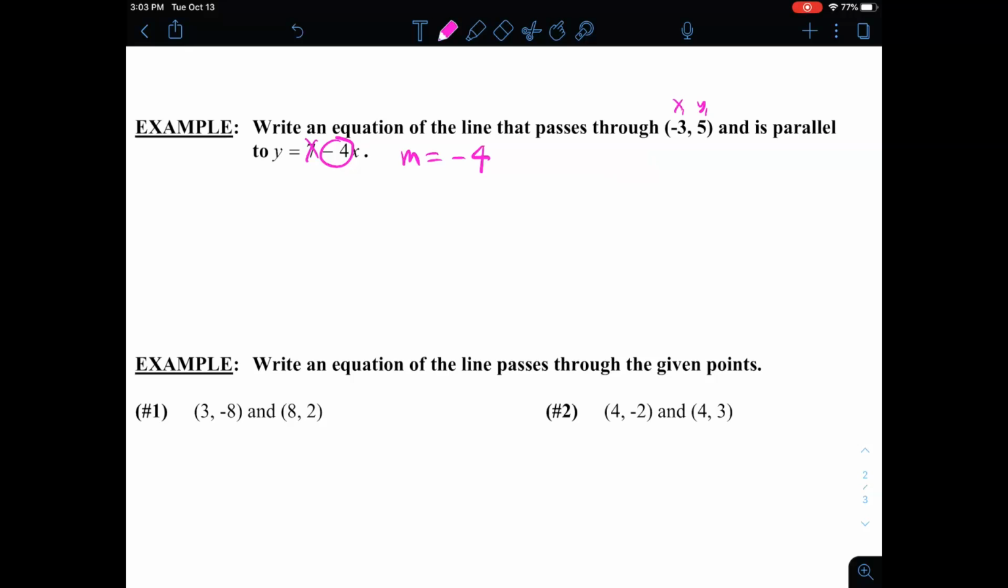So we're going to plug into our point slope form, which is y minus y1 equals m times x minus x1. I would encourage you to memorize these equations. I'm not sure what we're going to give you to be able to use on the test or the quizzes, so make sure you memorize those. Let's plug it in now. We got y minus y1, which is 5, equals negative 4 times x minus x1. So x minus negative 3 is x plus 3.